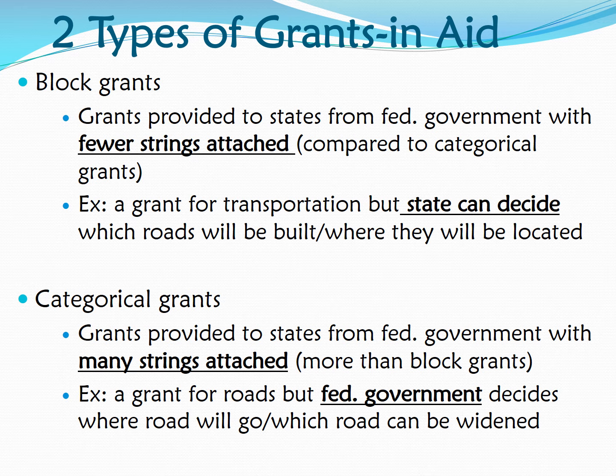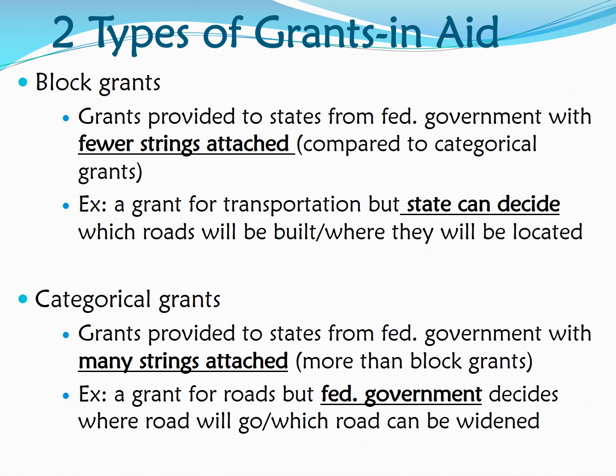Notice again, block grants have fewer strings attached, right? So there are still some limitations. Well, what does that look like? For example, if the federal government was giving grants to a state or states for transportation, they may just designate a certain general category like transportation. To contrast that with categorical grants, that grant would say not just transportation, but that you would specifically have to use it for on-ramps and off-ramps in these particular interstate areas.